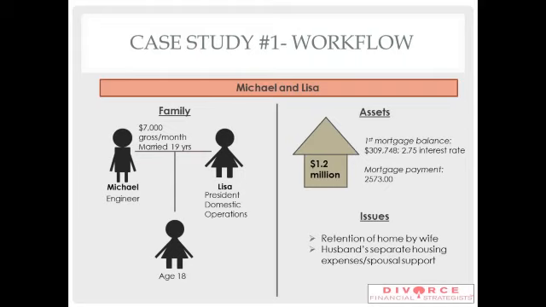So let's talk about their marital home. Their home is approximately worth $1.2 million. They have a first mortgage balance on it of $309,748, and they have a pretty good interest rate at 2.75. Their mortgage payment is $2,573. Currently, Michael has moved out of the residence and has been out since May of 2015. So currently, the household is supporting two real estate matters, his rent and also the mortgage on this property.